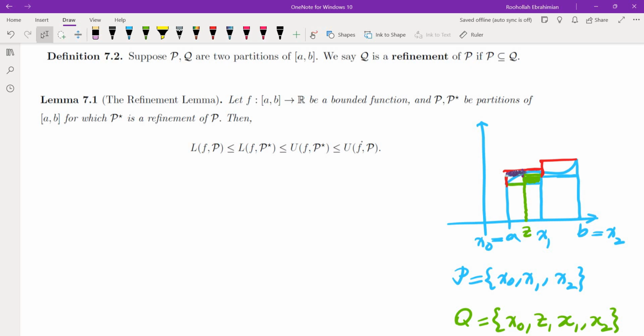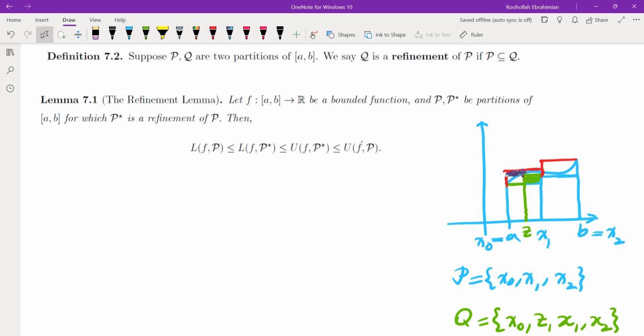Okay, so now let's formally state that, and we're going to prove that. Suppose P and Q are two partitions of [a, b]. We say Q is a refinement of P if P is inside Q. It means all of the points of P are in Q and perhaps some more additional points. This is a very important lemma. It's called the refinement lemma.